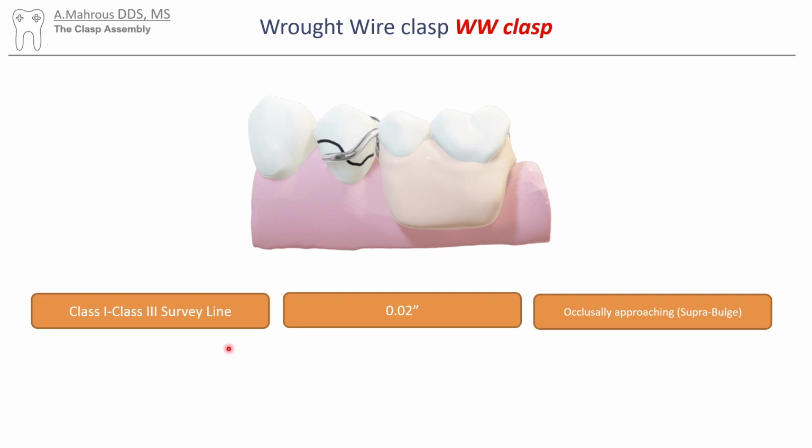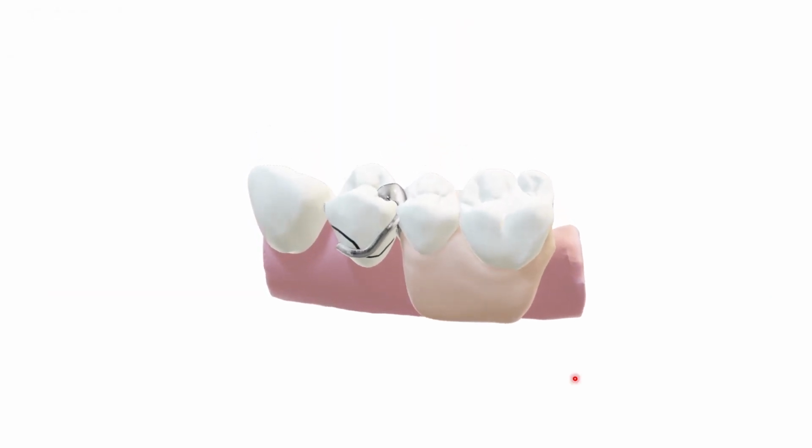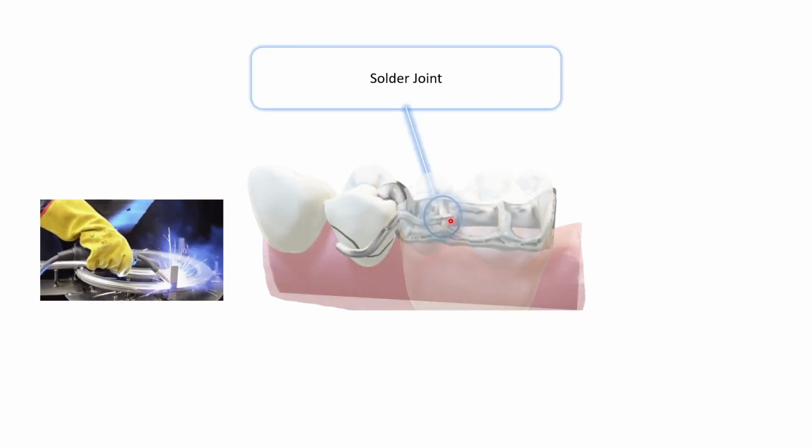The Rottweiler clasp is used with a Class 1 and Class 3 survey line, engages a 0.02 inch undercut, and is also considered an occlusally approaching clasp. It's important to note that this clasp is actually made out of two materials: a wrought wire that is soldered onto the cast framework. That solder joint is usually hidden underneath the record base.